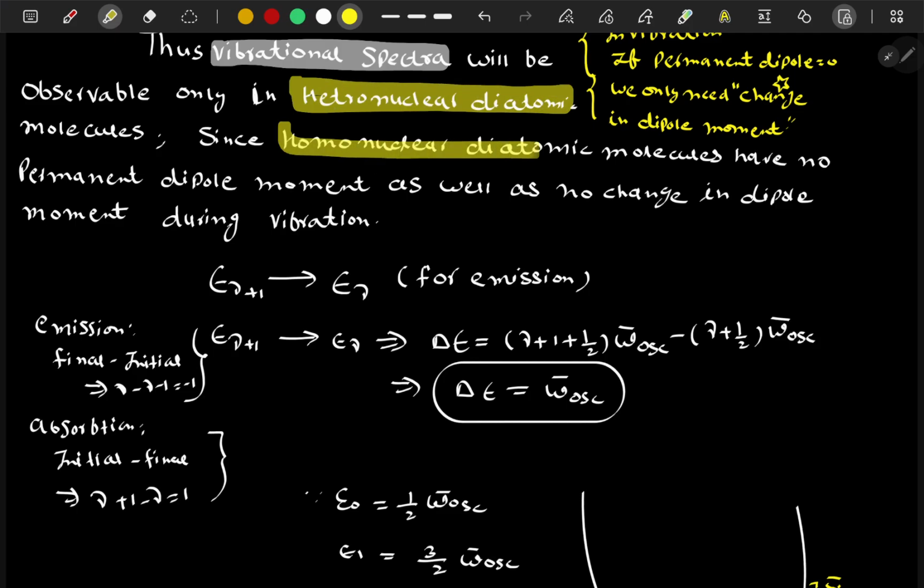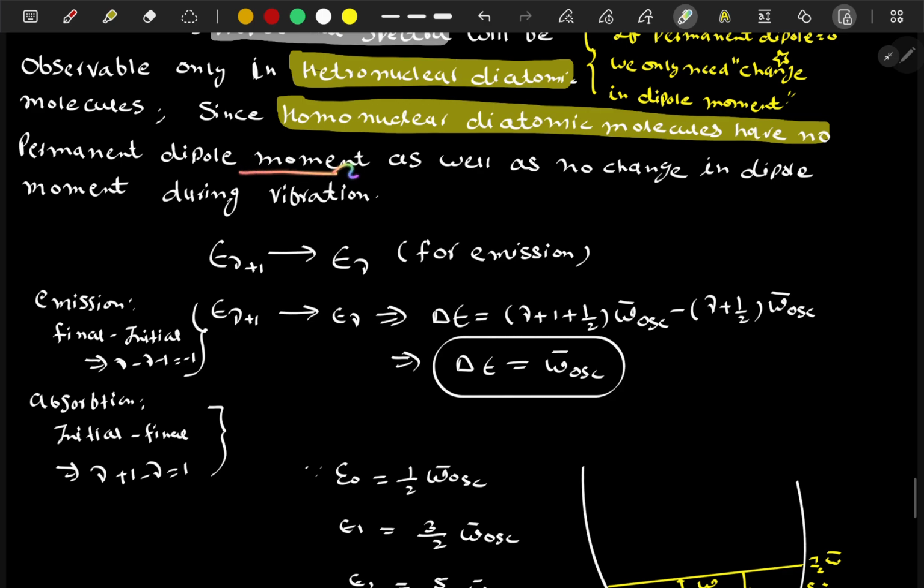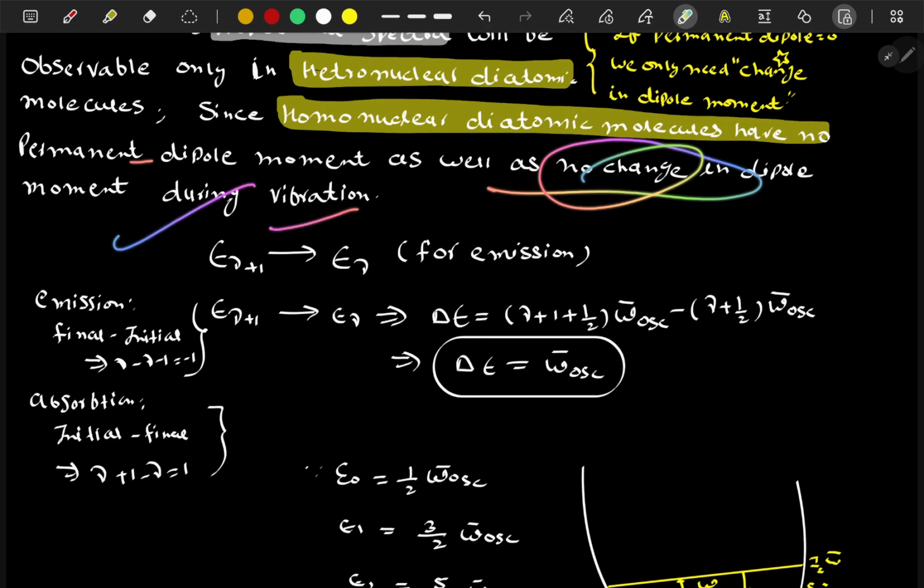Because homonuclear diatomic molecules have no dipole moment, it is zero in total. The dipole moment for homonuclear atoms is 0, so it will not show the vibrational transitions, because it does not have a permanent dipole moment, and there is no change in dipole moment during vibration.